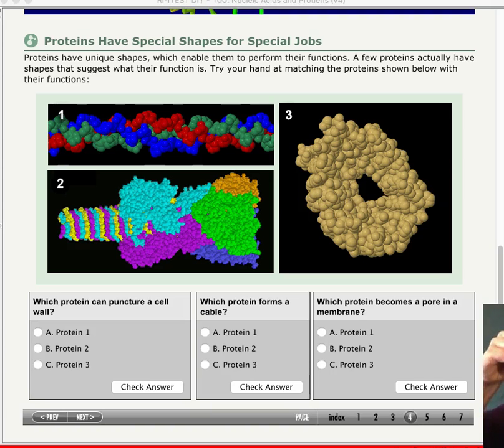This might form a pore in the side of the cell like porin. Other shapes are more globular. Everything kind of sticks together like this shape.